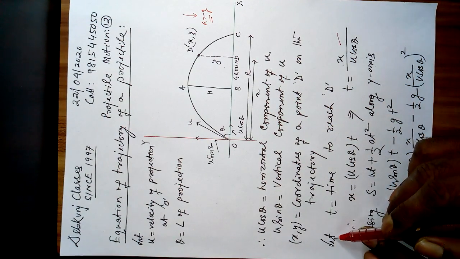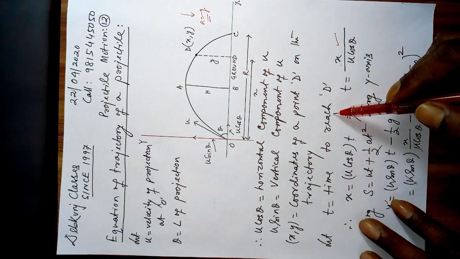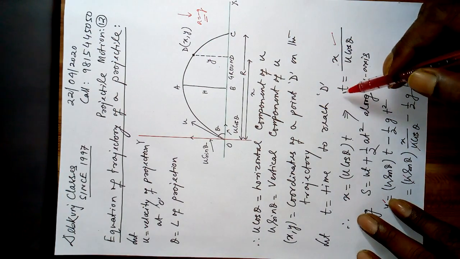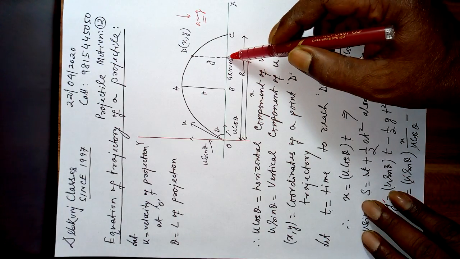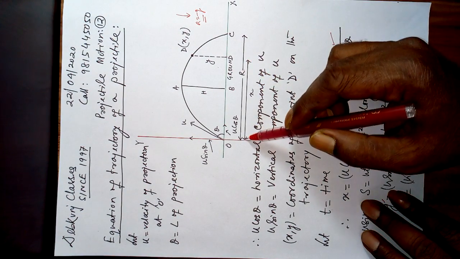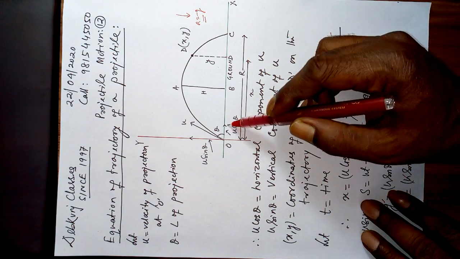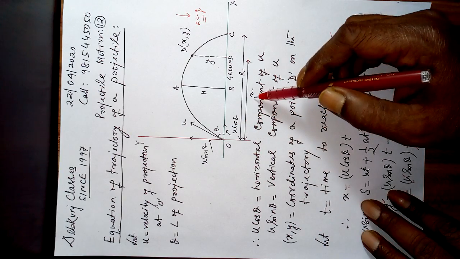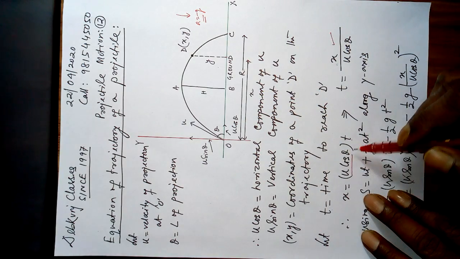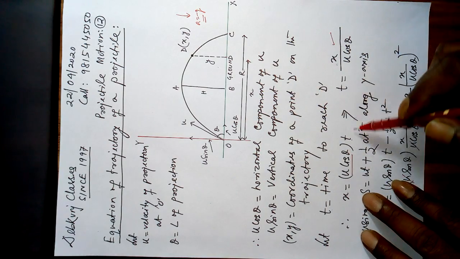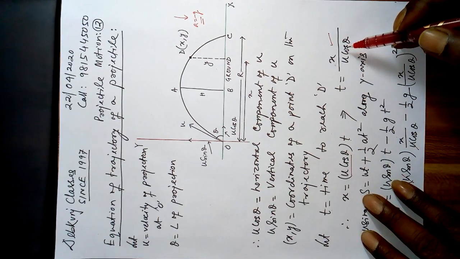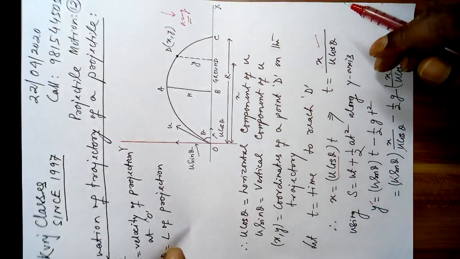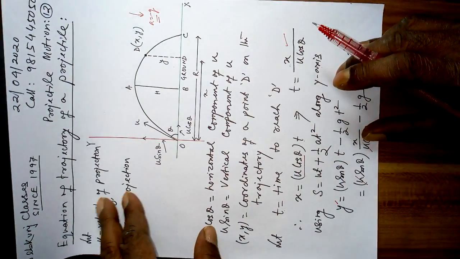So let small t be the time required to reach the point D. So therefore this distance from O to this point on the ground, which is x, is traveled due to u cos theta at constant velocity. So this x will be equal to speed into time. So u cos theta comes to this side, so your t becomes x over u cos theta. Fine. Now let us find out y.